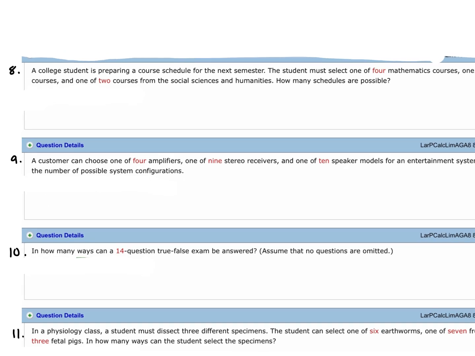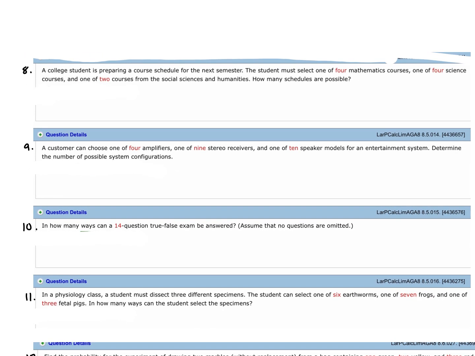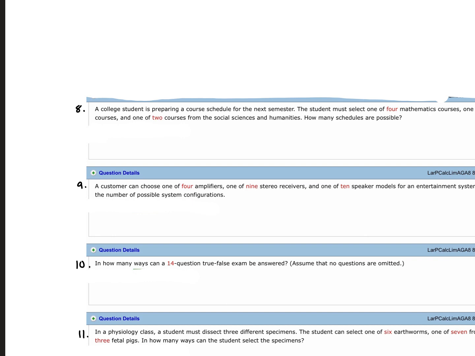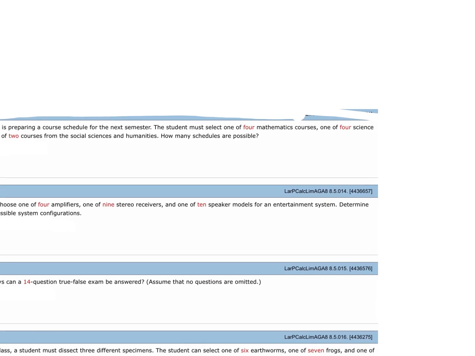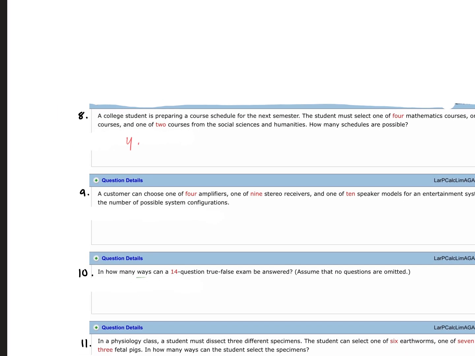They're telling you that a student is picking their classes. How many possible math classes are there? There's 4. How many science? 4. And 2 social sciences? Whatever. All you do is multiply them together, guys. 4 times 4 is 16 times 2 is 32. And they give you a whole bunch of different options. It's just the counting principle.